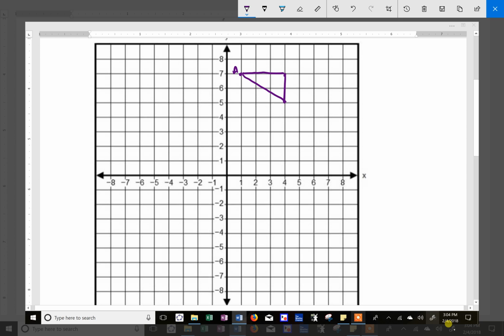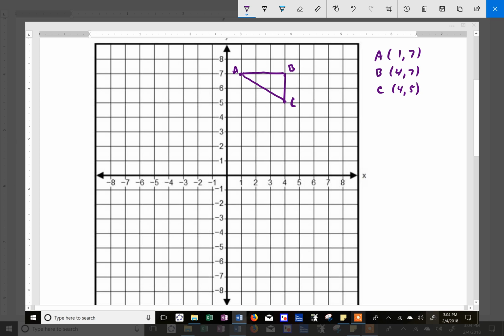and I'm going to call this A, this one B, this one C, and the coordinates of A are 1, 7. The coordinates of B are 4, 7. And the coordinates of C are 4, 5. And the idea behind a dilation is that the object's going to grow or shrink. And so what I'm going to do is this.